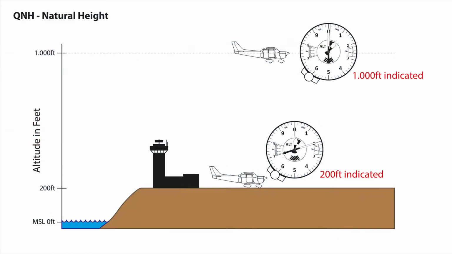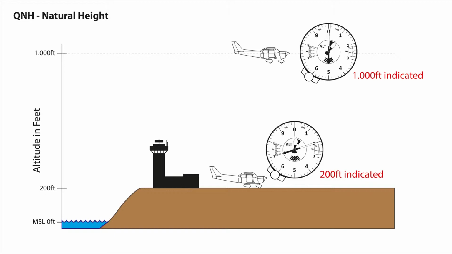Usually we use the QNH, and NH stands for natural height. So this shows us the height above sea level. If you are at the airport and you set your QNH correctly, your altimeter should show the airport elevation.